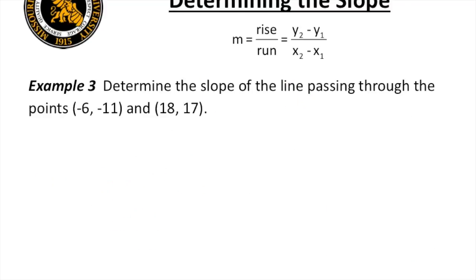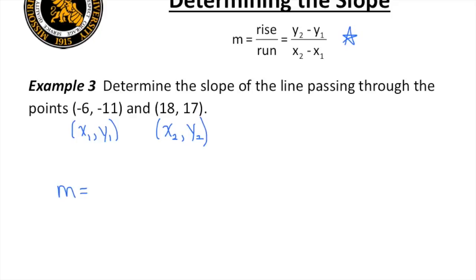In example 3, we're asked to determine the slope of the line passing through 2 given points. Notice this time we do not have a graph. However, we can still determine the slope by using the slope formula noted above. So let's begin by identifying which point will represent x sub 1, y sub 1, and which point will represent x sub 2, y sub 2. Once you've identified your 2 points, then it's a matter of replacing the variables with the numerical values.